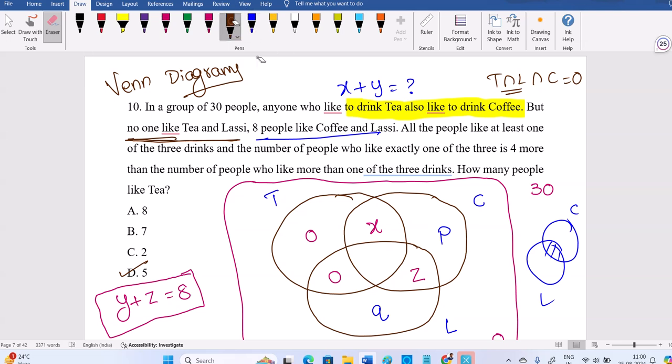Then indirectly, we have to find only the x value. So it's nothing but 5. Why y is 0, I'm repeating: because the tea and lassi combination itself is 0. All three combination is not possible then, so it also becomes 0.